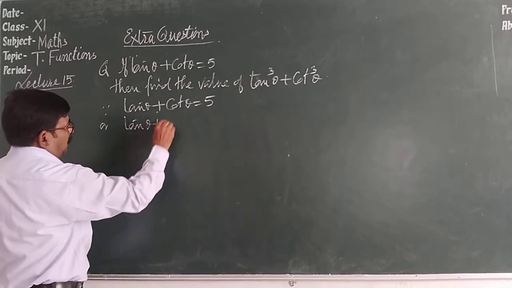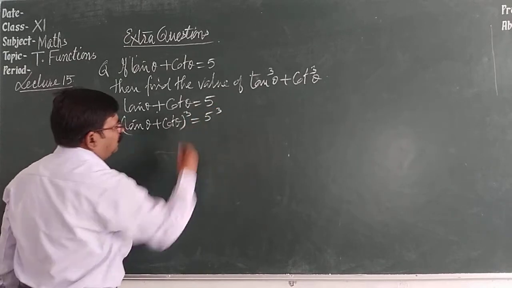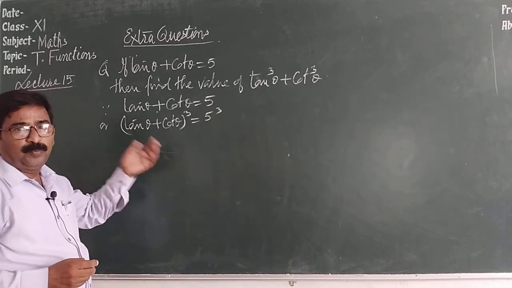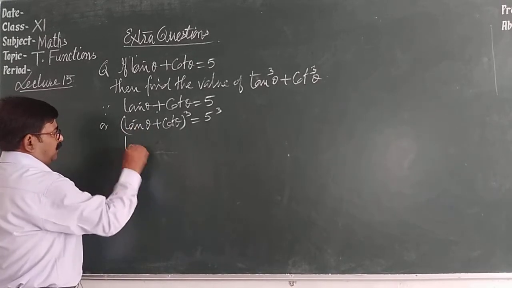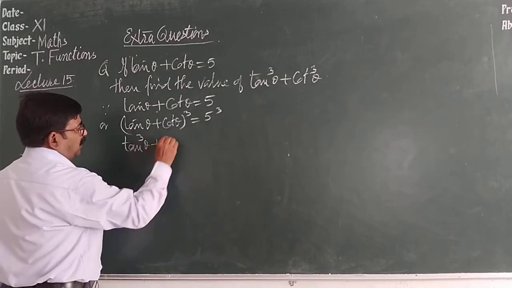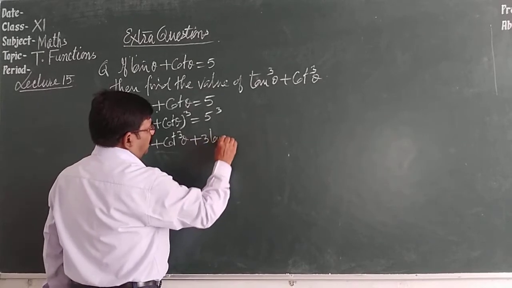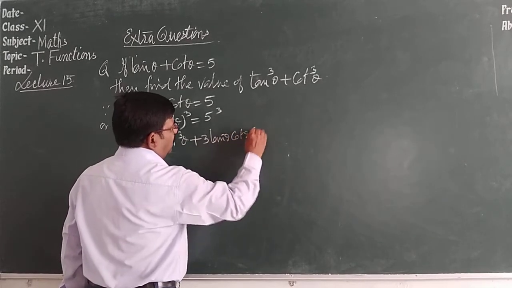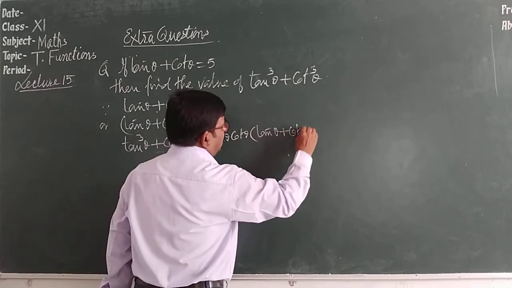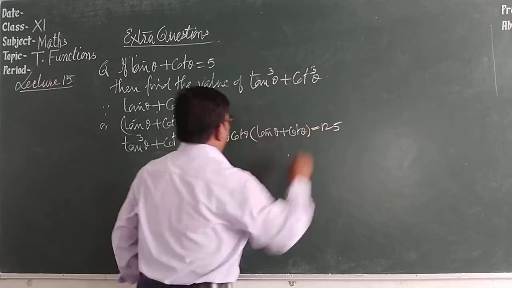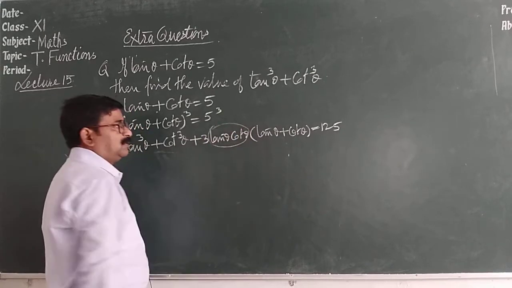tan theta plus cot theta whole cube is equal to 5 cube. a plus b whole cube is a cube plus b cube plus 3ab in bracket a plus b, algebraic formula. So this is tan cube theta plus cot cube theta plus 3 times of tan theta cot theta in bracket tan theta plus cot theta is equal to 125. 5 cube is 125. This tan theta cot theta will become 1.